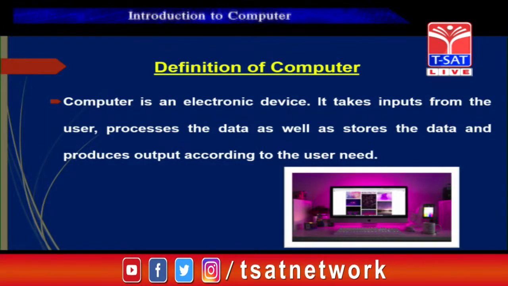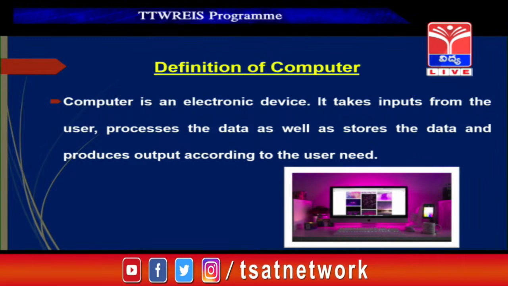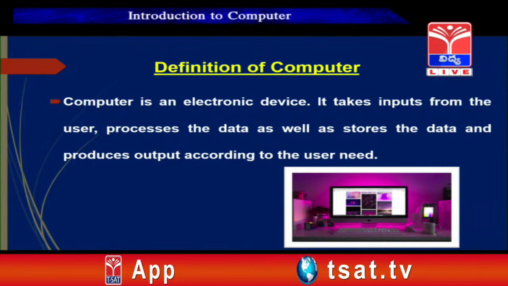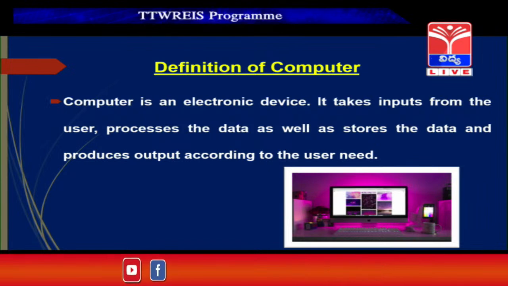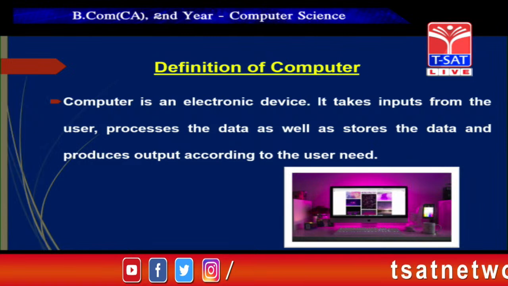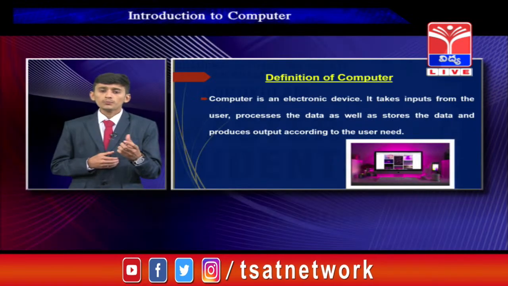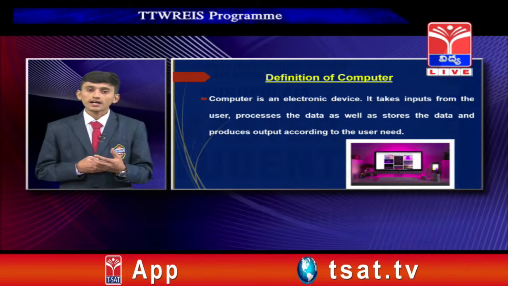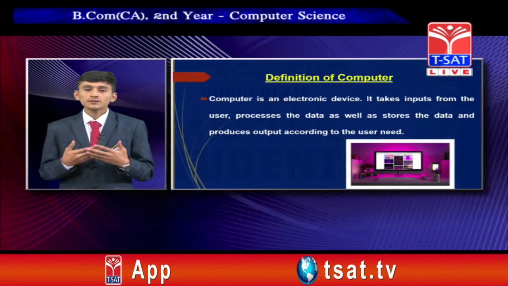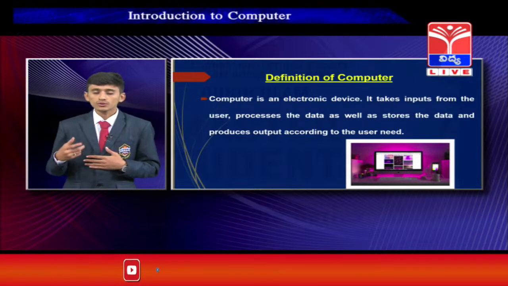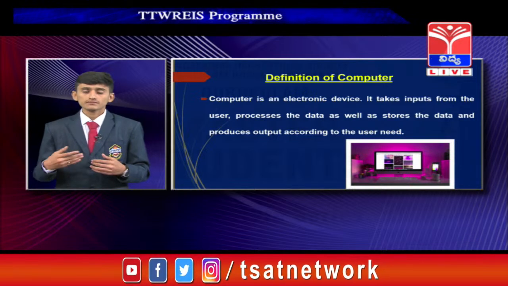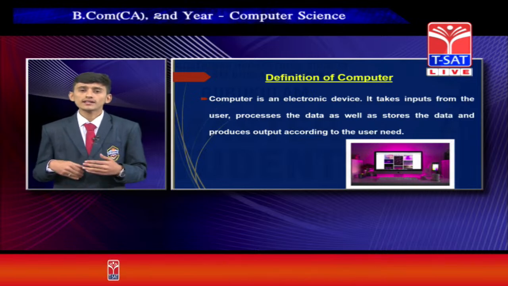Here is the simple definition of the computer. You can observe here that the computer is an electronic device. It takes input from the user, processes the data, stores the data, and produces output according to the user's need. Here we have to know who the user is. User means the person who interacts with the computer; that person is simply called the user.